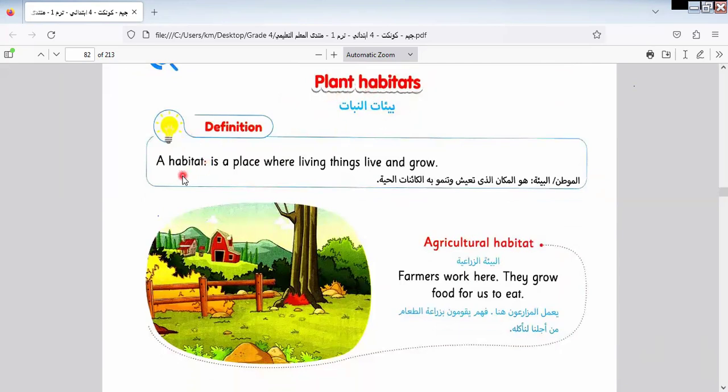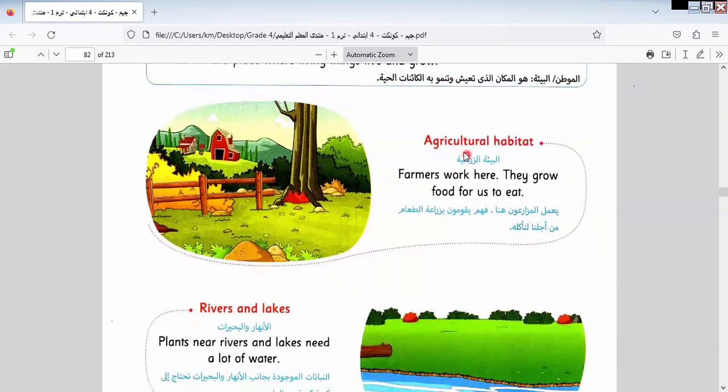Plants habitats. A habitat. What is a habitat? As we know before, I think we took it in science. A habitat is an expression we use in science. Habitat is a place where living things live and grow, the suitable place where living things live and grow. All of us have a habitat. Humans have a habitat, animals have a habitat, plants have a habitat. All of us have a habitat. Okay, let's continue the rest of this lesson.